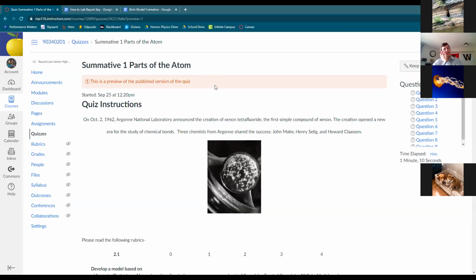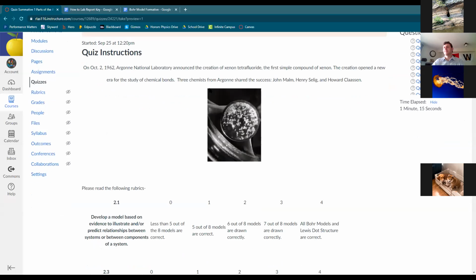So this was your summative on parts of the atom. It was about a week ago. It said that Argonne National Laboratory announced the creation of xenon tetrafluoride in 1962. This was the first compound of xenon. The creation opened up an area of studying of chemical bonds. Three chemists shared the success.